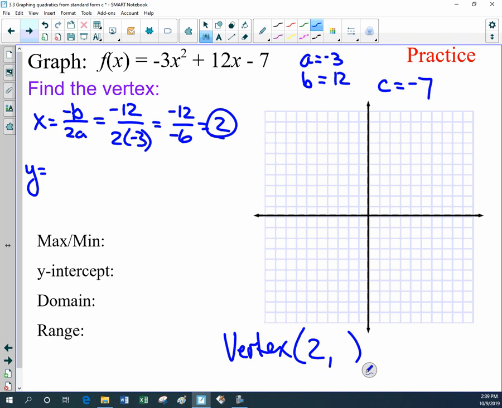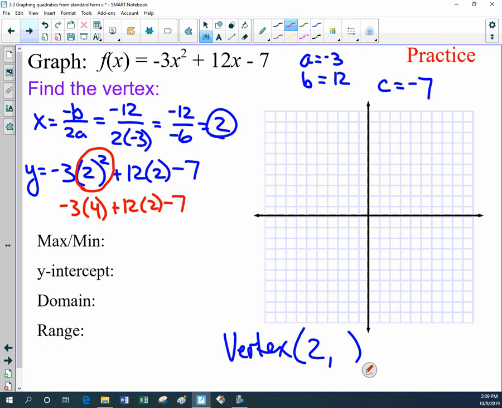Plug that in to find y. So we have negative 3 times 2 squared plus 12 times 2 minus 7. So again, exponents first. So 2 squared is 4. So we have negative 3 times 4 plus 12 times 2 minus 7. So we have negative 12 plus 24 minus 7. Negative 12 plus 24 is 12. 12 minus 7 is 5. So our vertex is at (2, 5). 1, 2, 3, 4, 5. Okay, so here's our vertex.